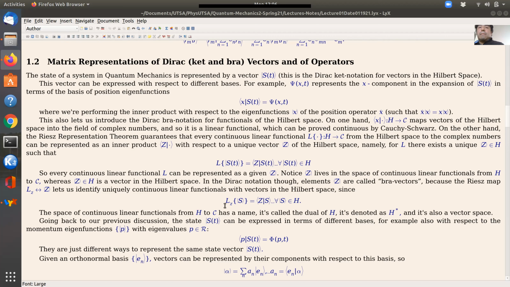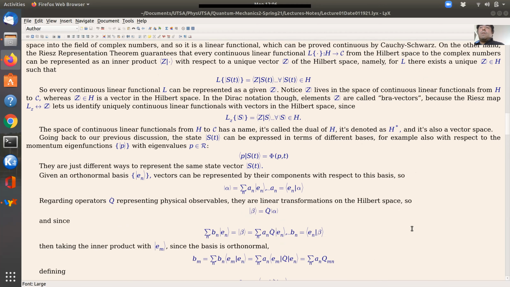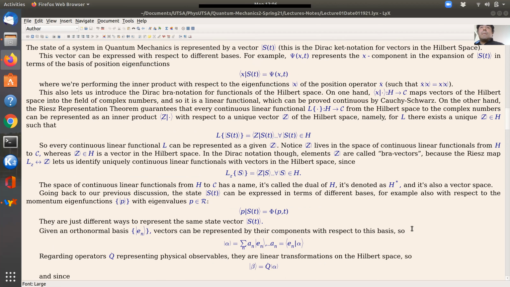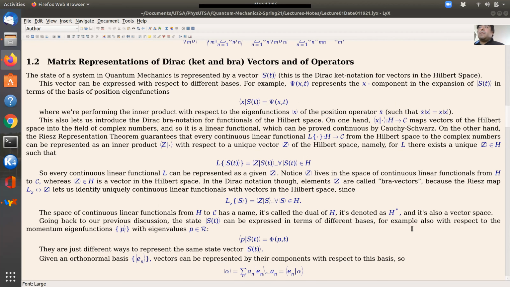There's also something important regarding this space of continuous linear functionals. I said that the bra vector lives in that space of continuous linear functionals, and there's a name for that space. It's called the dual of H, and it's denoted H star. It's also a vector space. It's intuitive in the sense that you have this identification of the linear functionals with another vector in the Hilbert space, but it has to be mentioned. So that's so much for the mathematical justification of this Dirac bra-ket notation, the distinction between vectors and functionals.